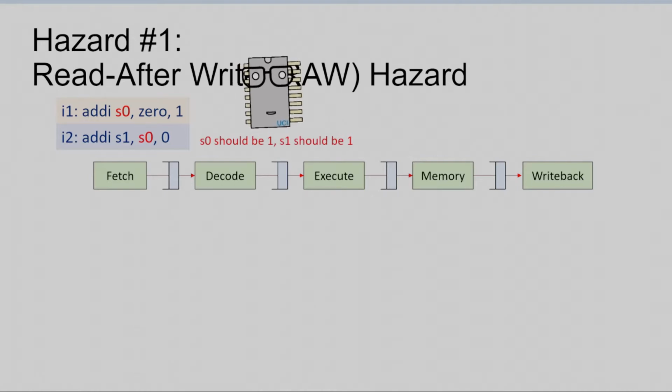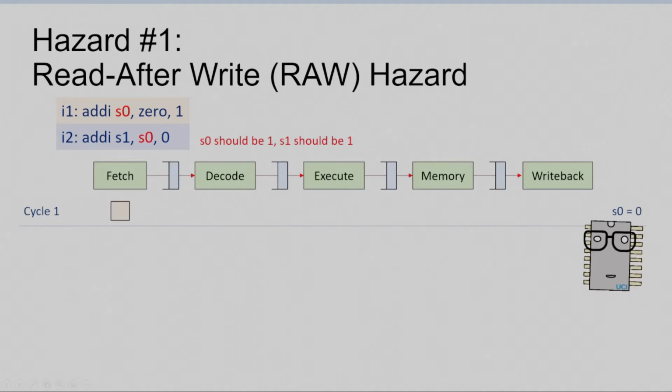So what we expect from this code to happen is, after the first instruction finishes, we want the value of 1 to be stored inside S0. After the second instruction, we also want the value of 1, because we're adding S0 to nothing. We also want the value of 1 to be stored inside S1. So after executing these two instructions, S0 should be 1, S1 should be 1. That's what we expect.